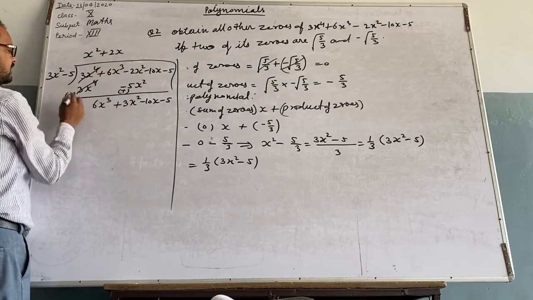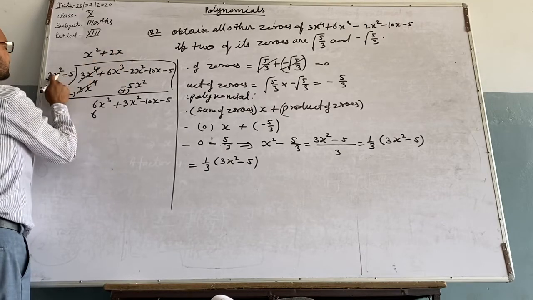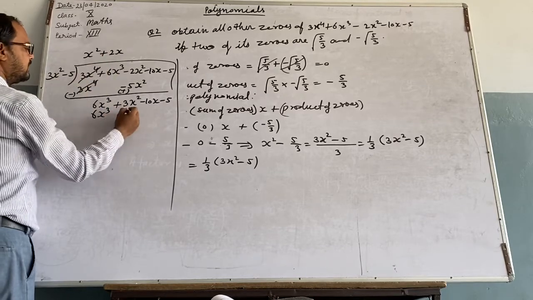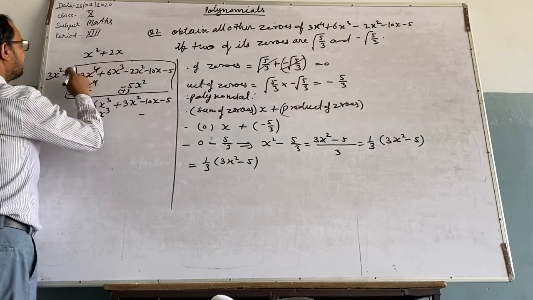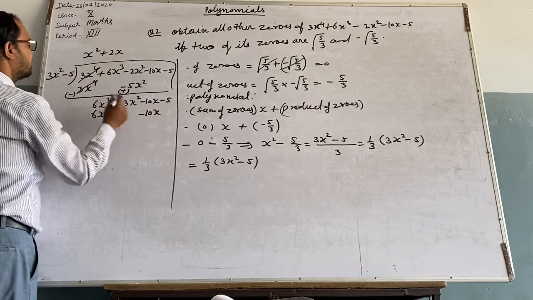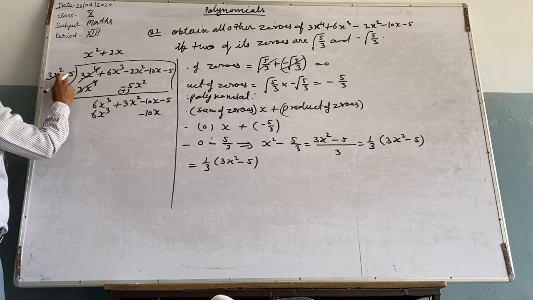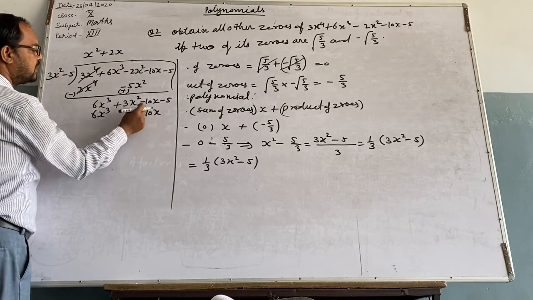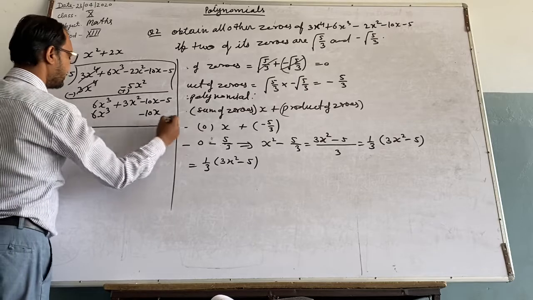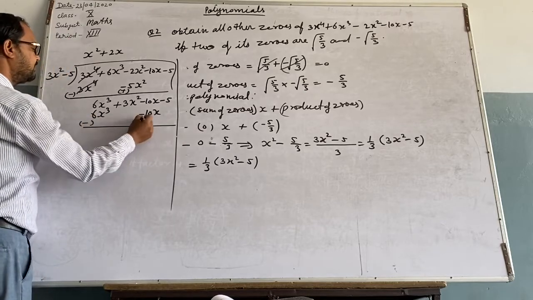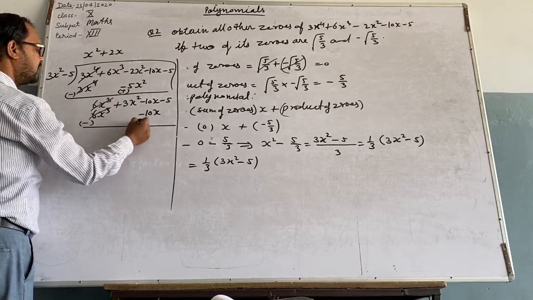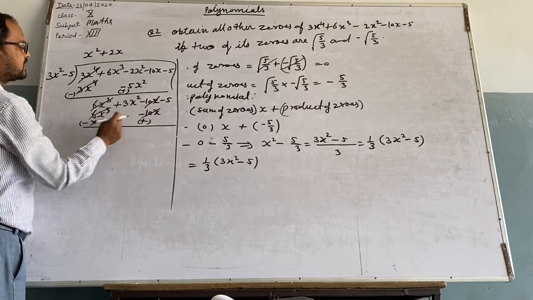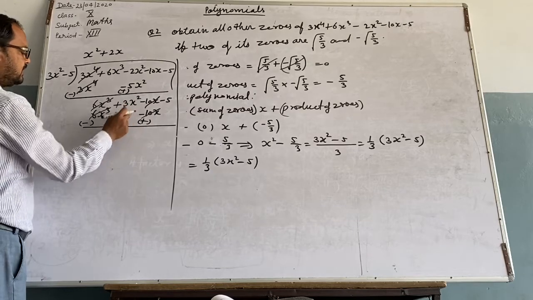2 3s are 6, x into x square is x cube, and 2 5s are 10, and x into x is x. 2x into minus 5 gives minus 10x. Minus 10x is written under the same like term. So now change the sign. This will cancel out, and this also will be cancelled because minus 10 becomes plus 10. Right? Now take this here.